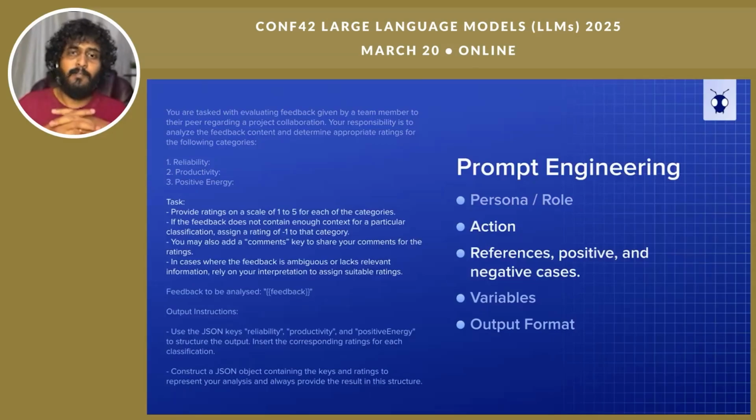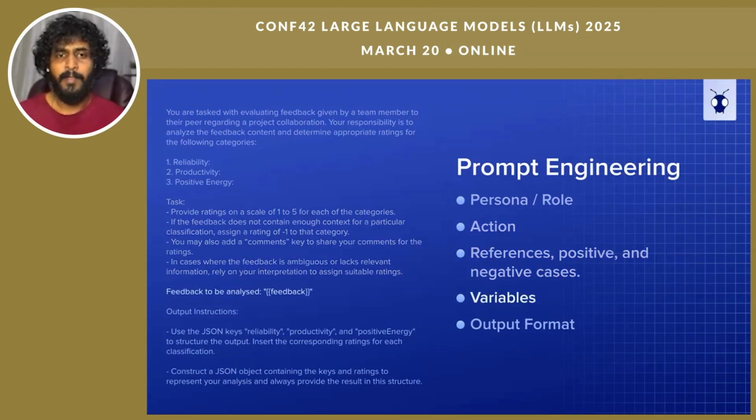So in our case, we had three categories. And if the comments were not adaptive to one of these categories, it would rate it -1. So these are some of the negative cases we had inputted. So the AI can let us know what exactly the feedback is referring to. Next, we provide the variables. In our case, the variable is just the feedback that is input from the user.